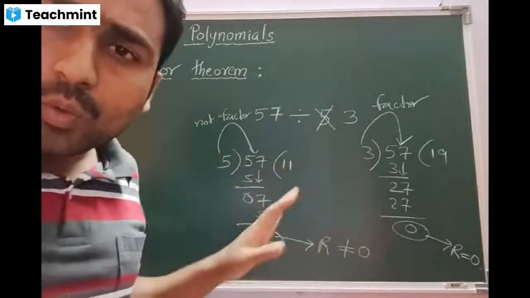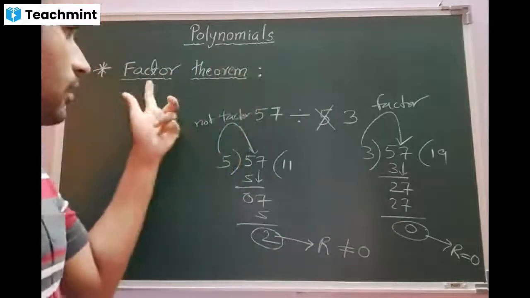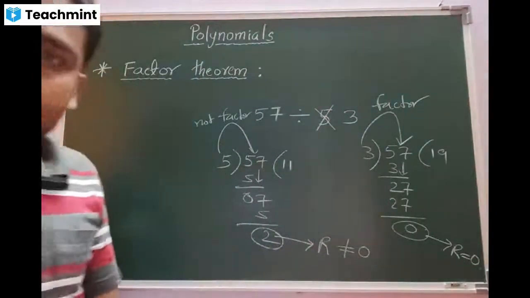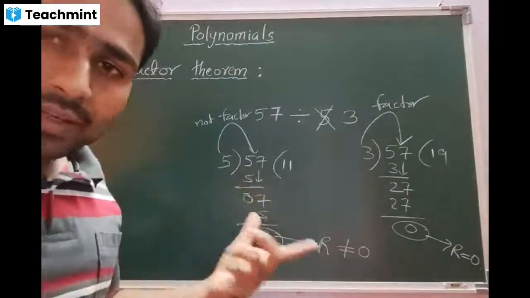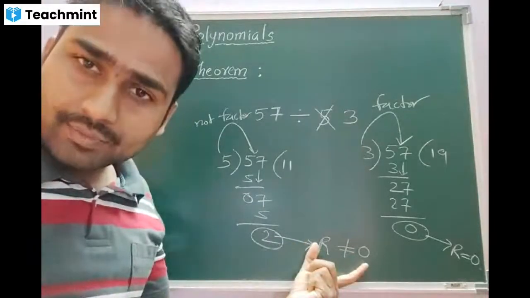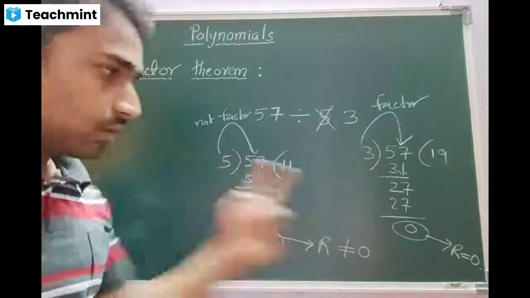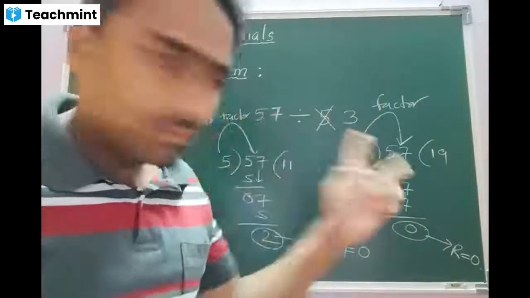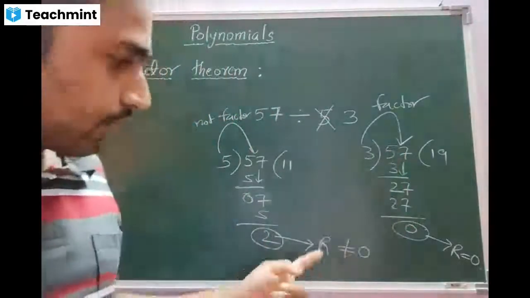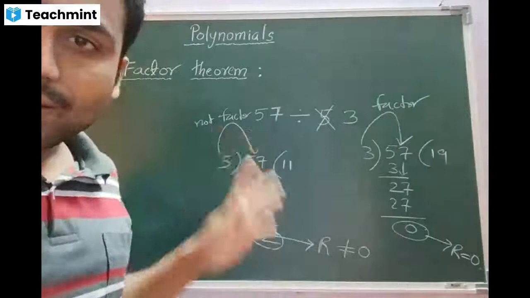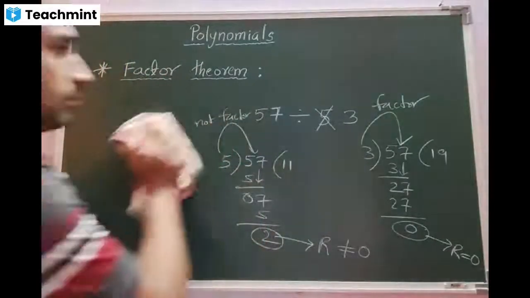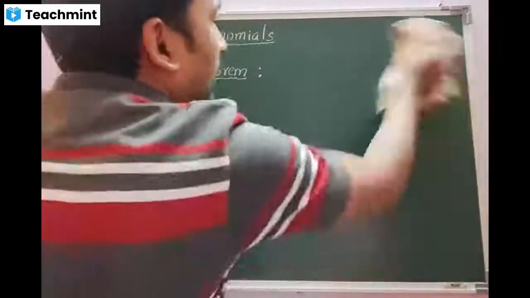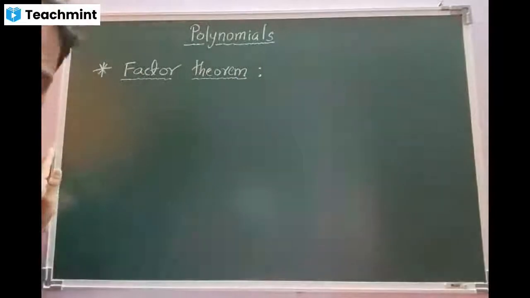Exactly. This is what we are going to deal with in the polynomials under the heading factor theorem. Got it, beta? So the entire thing is based on the remainder. If the remainder is 0, 3 will be considered a factor of 57. If the remainder is not 0, here 5 is not considered a factor of 57. Got it? Yes, sir. Now let us see what exactly the factor theorem is in algebra for polynomials.